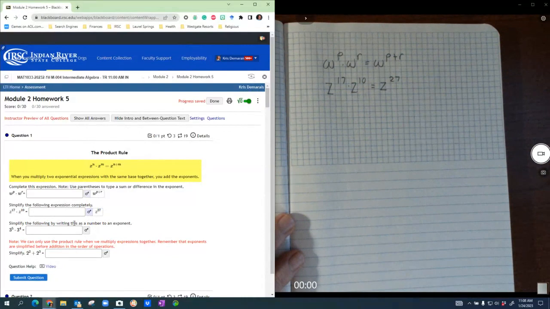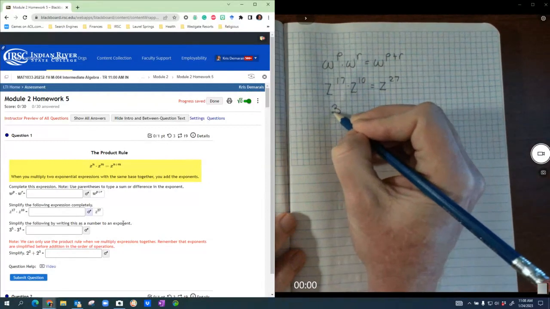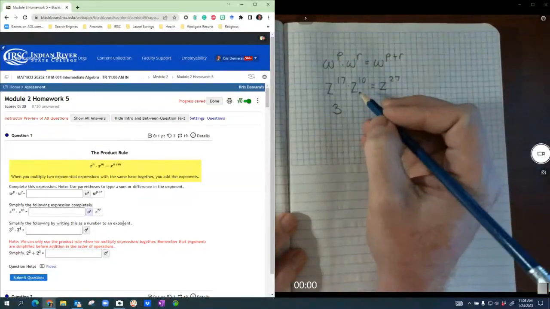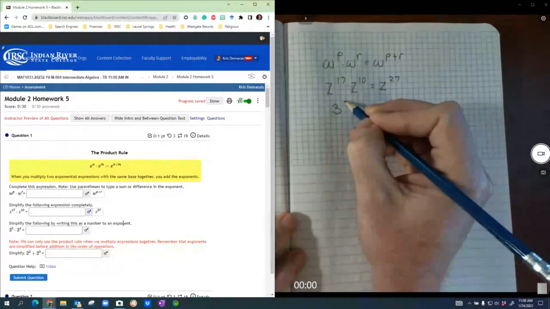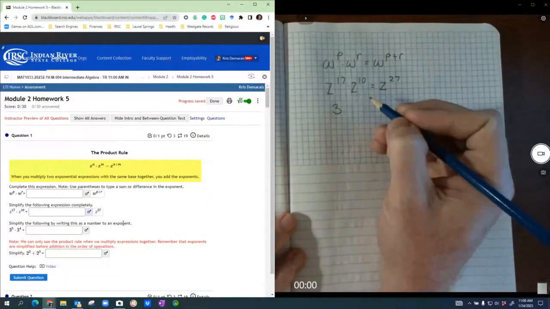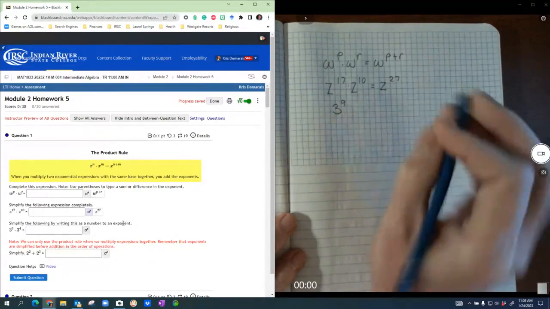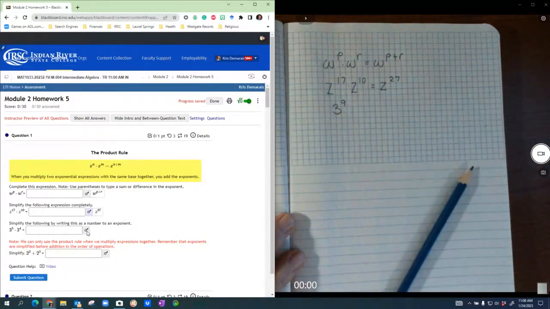And then it says simplify the following by writing it as a number to an exponent. So when you're dealing with numbers, you do the same thing. It's the same thing as if you have variables. All you're doing is adding the exponential powers together. So it's going to be 3 to the fifth, 5 plus that 4, which is 9. So we're going to do 3 to the 9th power, and that's what we get for that. All right, that's all we have to do for that.